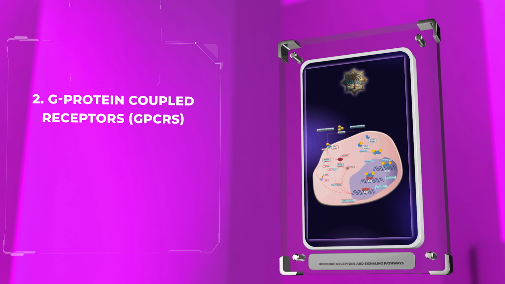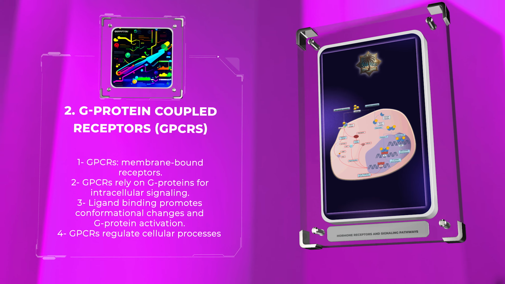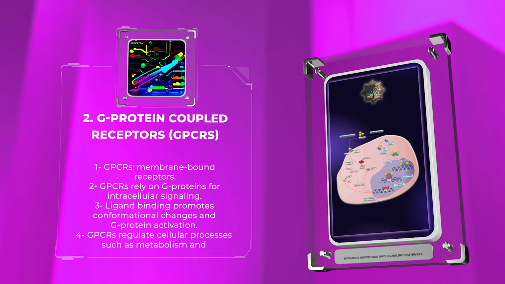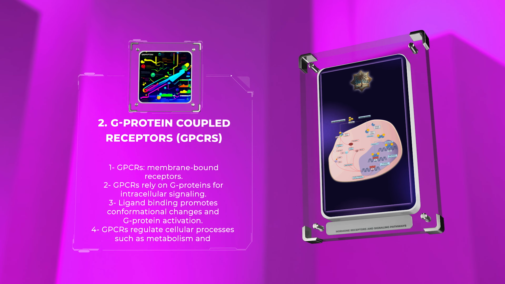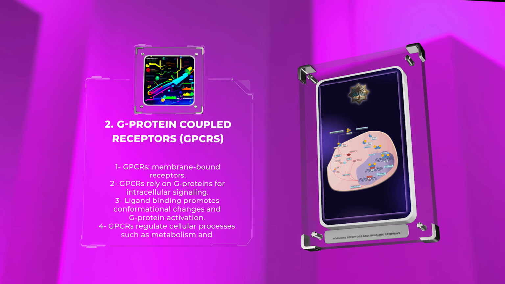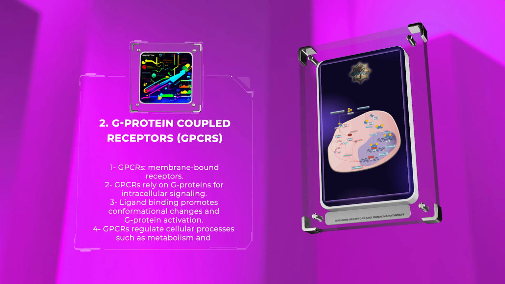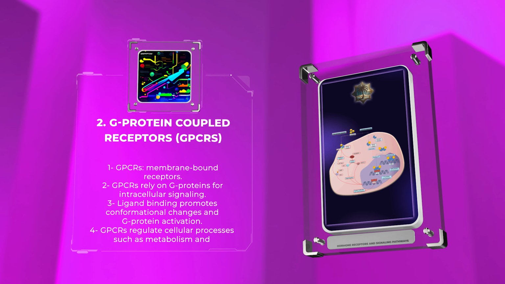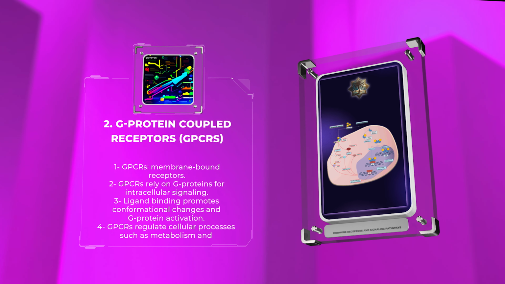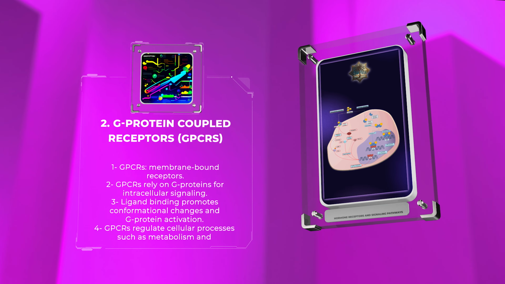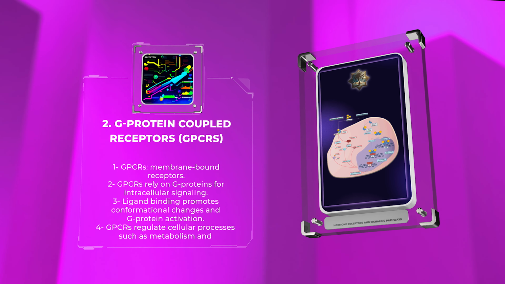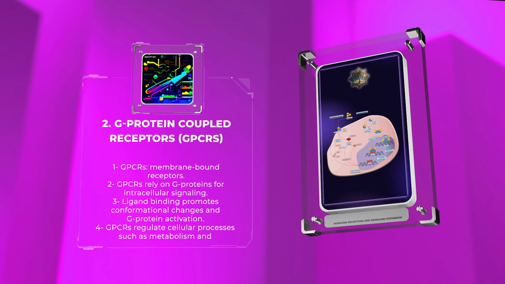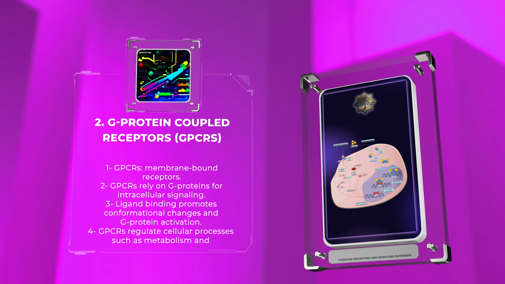GPCRs represent a large family of membrane-bound receptors that mediate the actions of numerous hormones and neurotransmitters. These receptors rely on G proteins as mediators of intracellular signaling. Upon ligand binding, conformational changes within the receptor promote the activation of specific G proteins, leading to the activation of downstream effectors such as adenyl cyclase and phospholipase C. Through these pathways, GPCRs regulate diverse cellular processes, including metabolism, neurotransmission, and cardiovascular function.